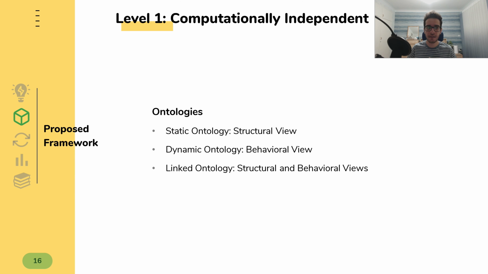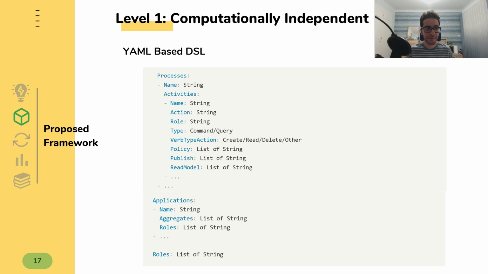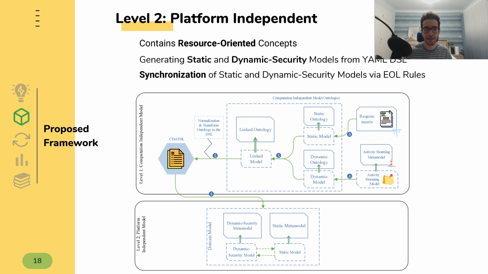We have three ontologies for different views of the system: a static ontology, a dynamic ontology, and a linked ontology. The static ontology is for the structural view, the dynamic ontology is for the behavioral view, and the linked ontology is for structural and behavioral views. The picture shows the syntax of YAML-DSL. The focus of level 2 is on the REST architecture. It contains resource-oriented concepts, and we have two models: a dynamic security model and a static model.